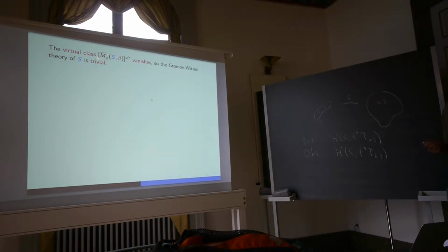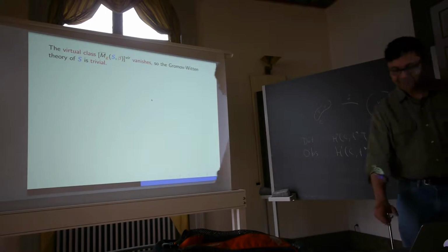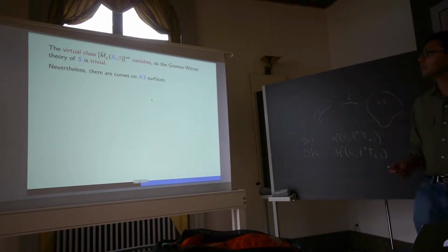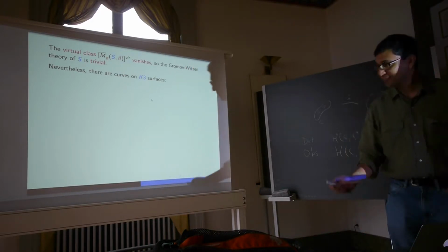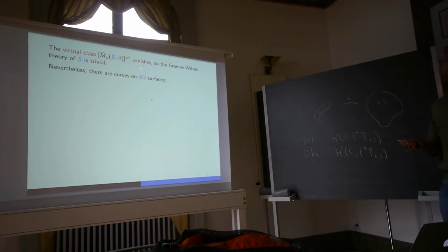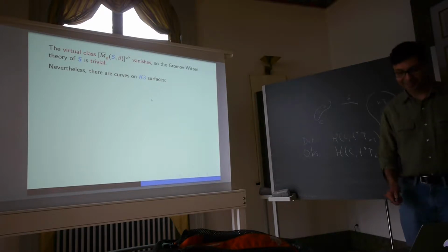So if I just take the regular virtual class from the moduli space of curves, it vanishes. So the Gromov-Witten theory of this K3 surface is trivial, and that would be an unfortunate conclusion. The reason it's trivial is because of this one-dimensional obstruction. Gromov-Witten theory is telling you that there should be no curves on K3 surfaces. That comes from this one-dimensional quotient. But as we know, there are curves on K3 surfaces.